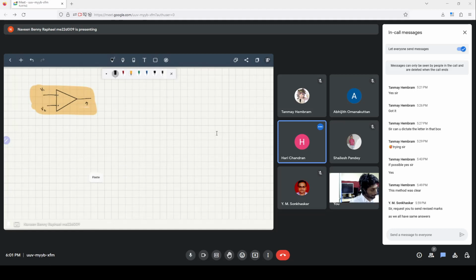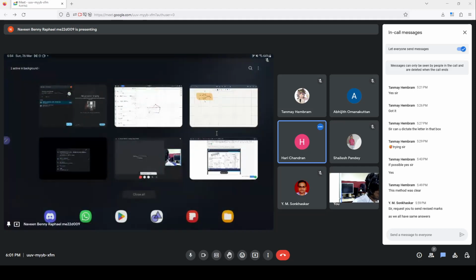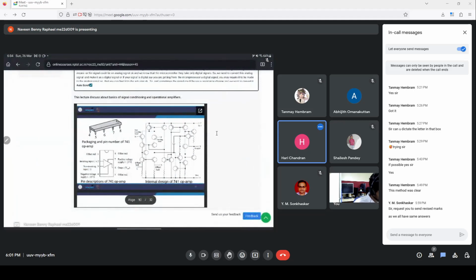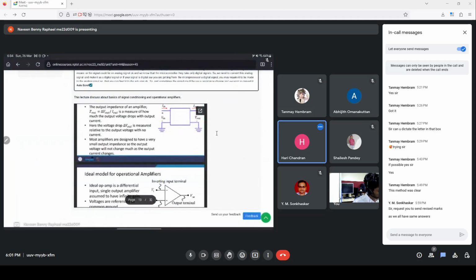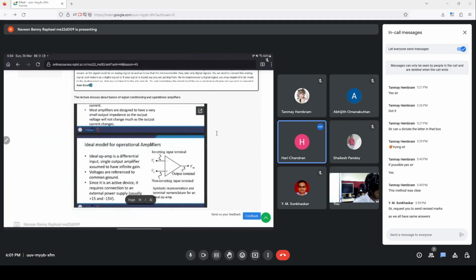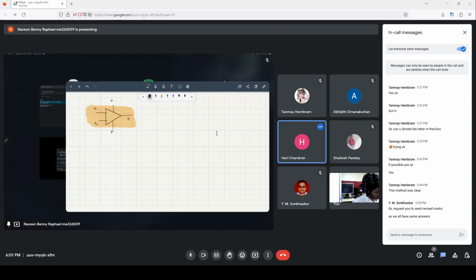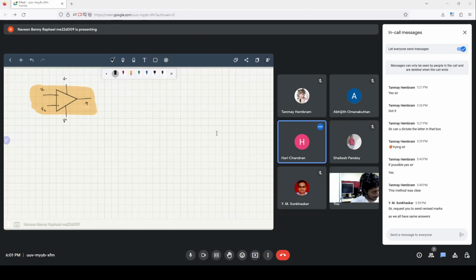And for comparators, we also include Vs plus and Vs minus, because those are the saturation values. So if V1 is greater than V2, the output will shift towards V plus, and if V1 is less than V2, the output will go to V minus.